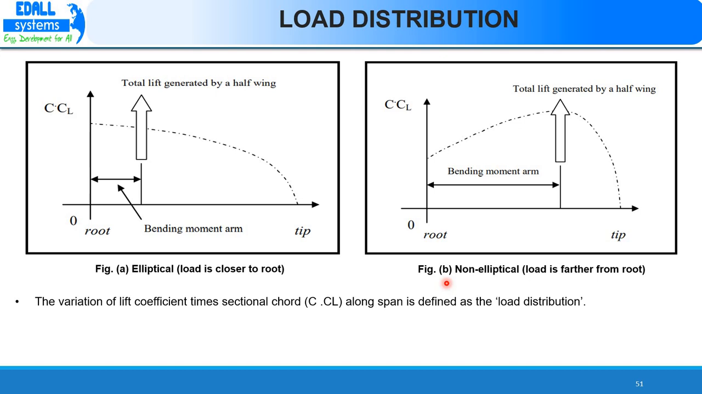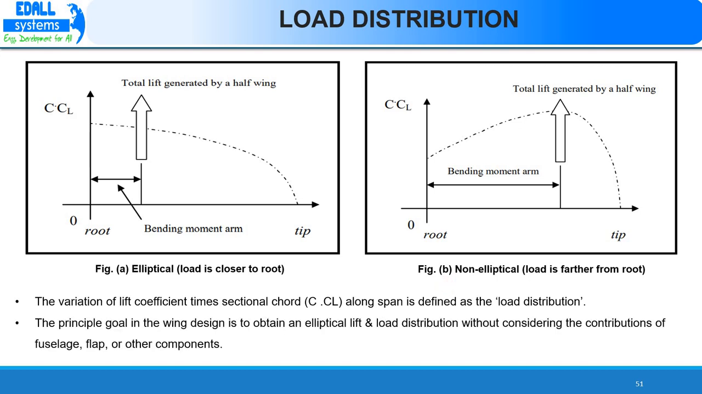Both lift distribution and load distribution influence the aircraft performance, airworthiness, stability, control, and cost of the aircraft. Ideally, both lift distribution and load distribution are preferred to be elliptical. The principal goal in wing design is to obtain elliptical lift and load distribution without considering the contribution of the fuselage, flap, and other components. With this, I will end this session here.